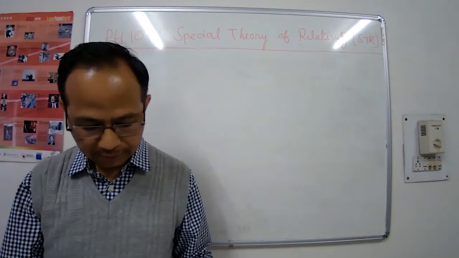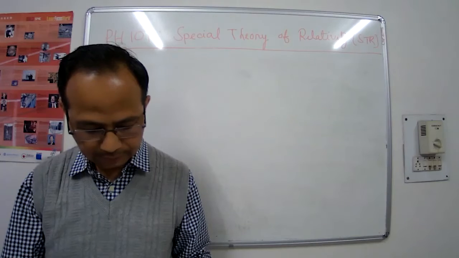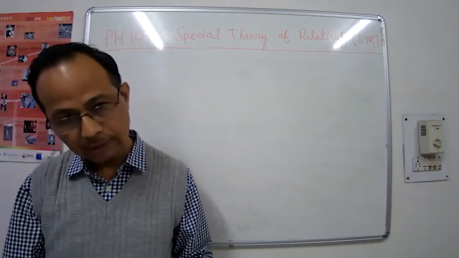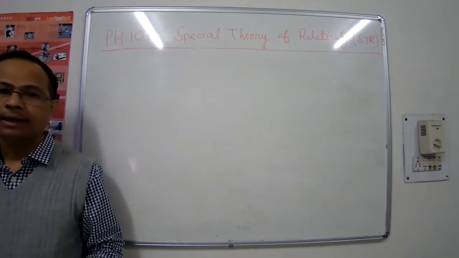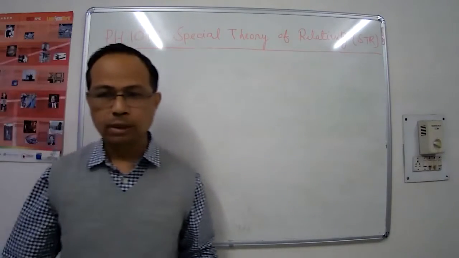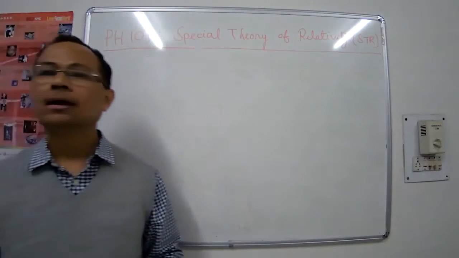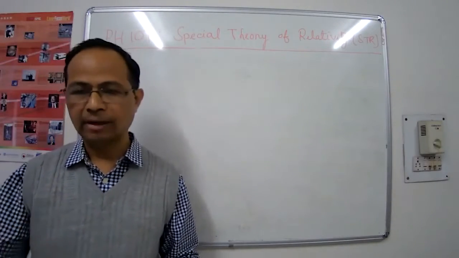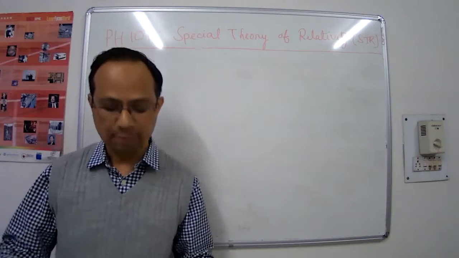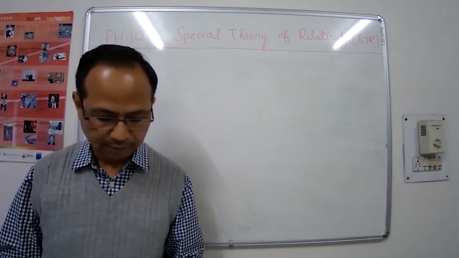How is the discovery of planet Neptune related to STR? I think that is answered. Is kinetic energy also relativistic? Yes, you can see kinetic energy depends on mass and velocity, and velocity and mass, we'll soon see, are not constant across frames of reference. So depending on which frame of reference you are making the measurement in, the velocity or mass can vary.